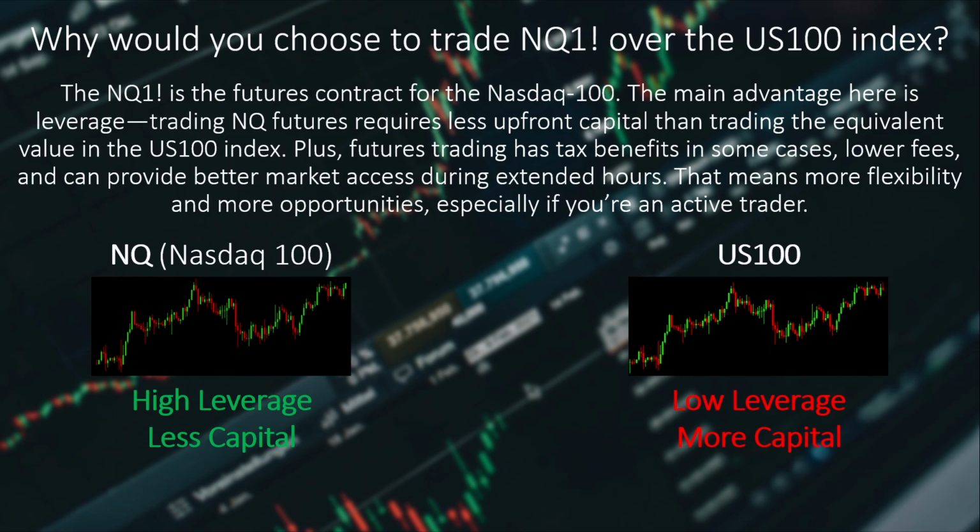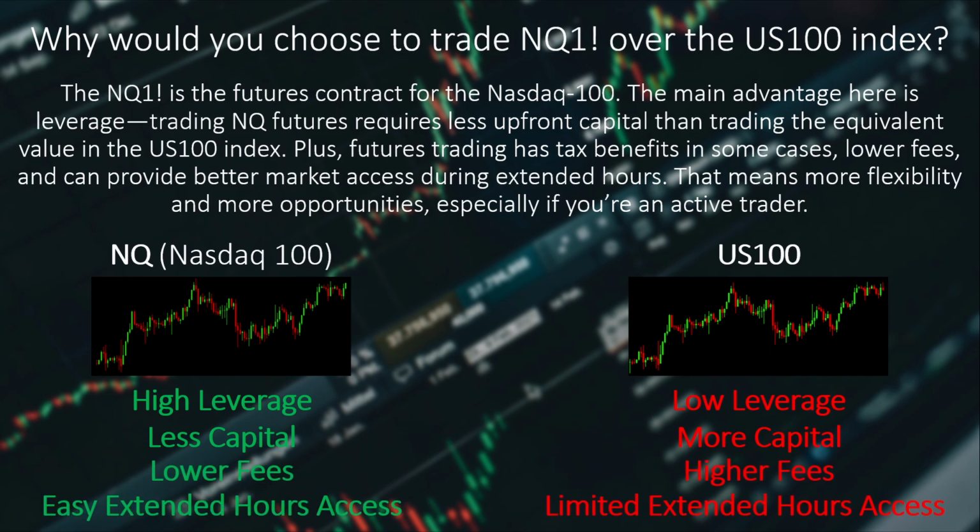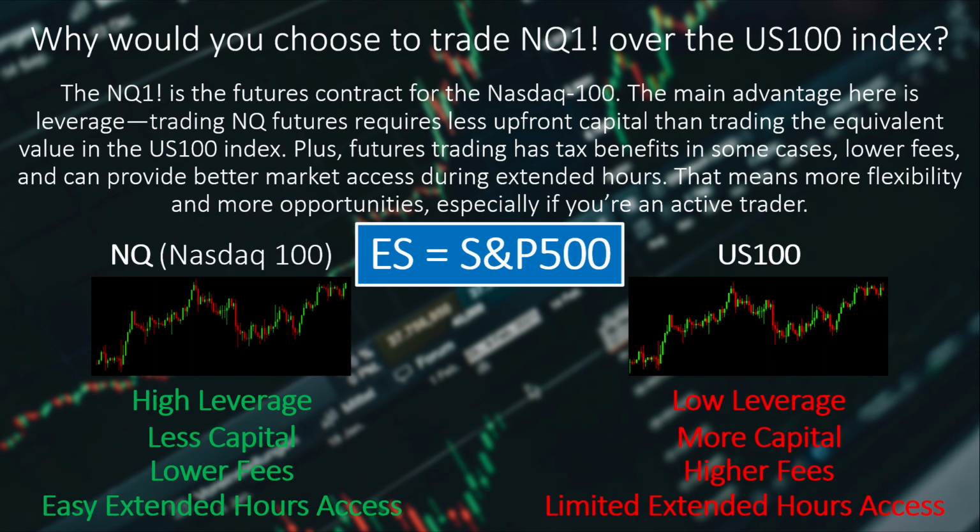Plus, futures trading has tax benefits in some cases, lower fees, and can provide better market access during extended hours. That means more flexibility and more opportunities, especially if you are an active trader. Similarly, the ES contract represents the S&P 500 futures, and trading it offers similar benefits. In short, trading futures can provide significant advantages, from increased leverage to lower fees and greater flexibility. Now with that out of the way, let's see the strategy optimization I came up with.